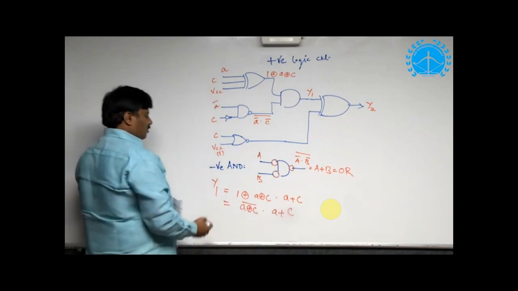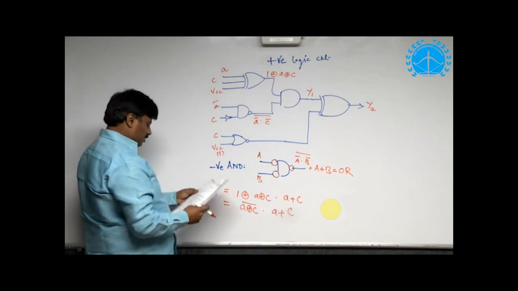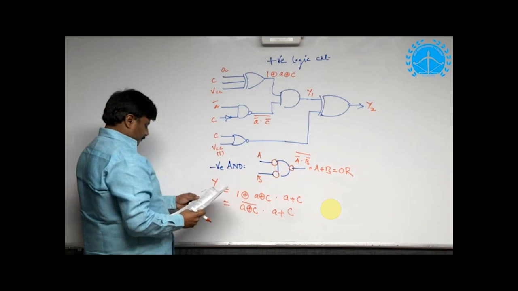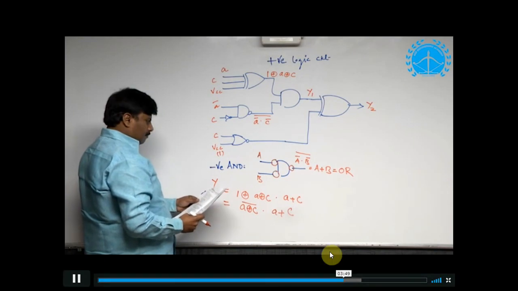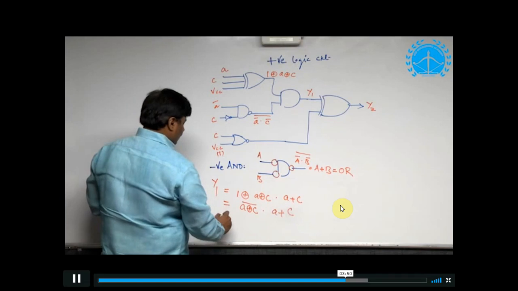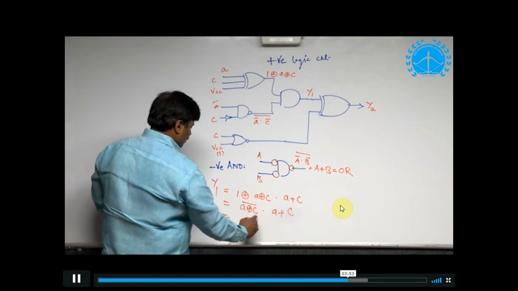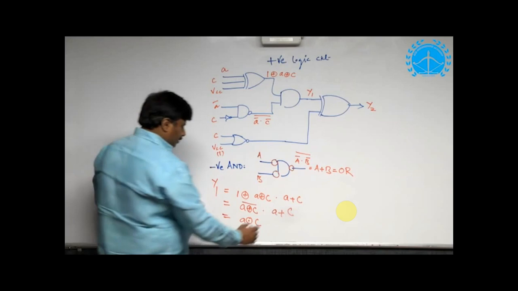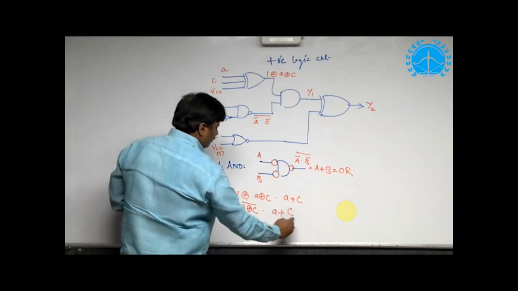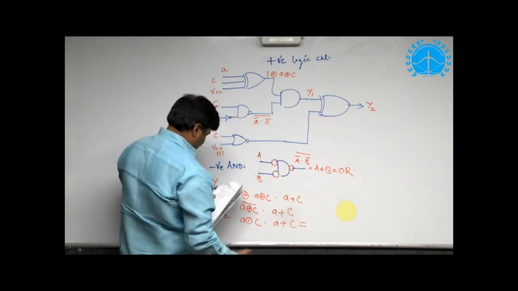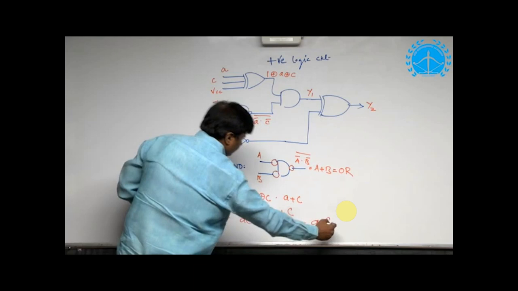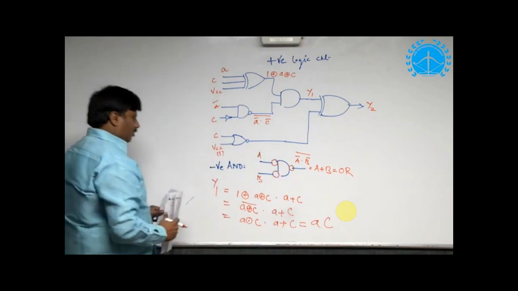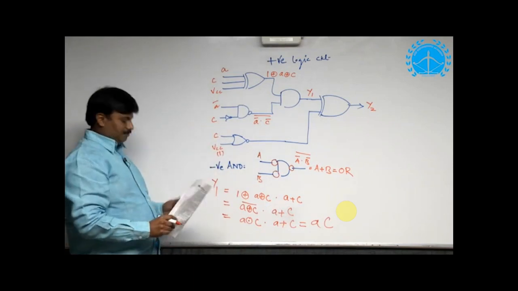When you multiply this A exclusive OR C bar and A plus C, it is A XNOR C, into A plus C. If you solve this, you get the final answer as AC. Right? Positive Y1 is AC here.